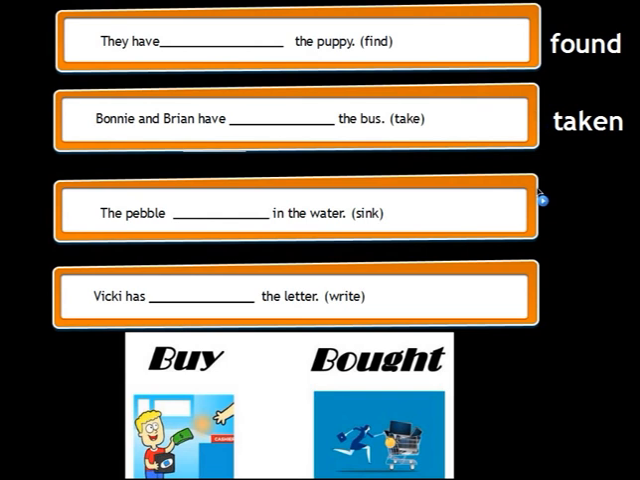Third example. The pebble blank in the water. The verb is sink. Sink becomes sank. The pebble sank in the water. The last example. Vicky has blank the letter. The verb is write. Write becomes written. Vicky has written the letter.